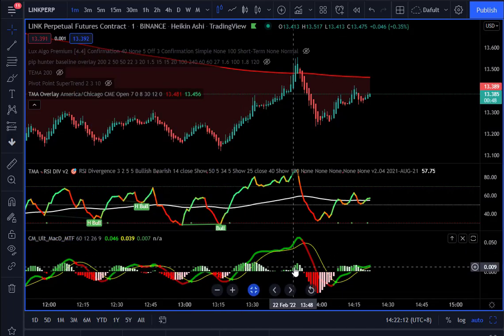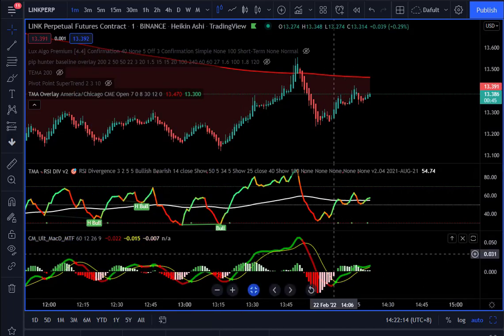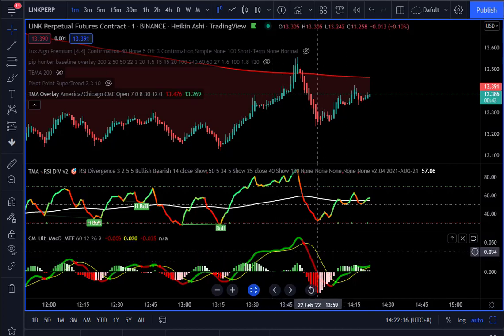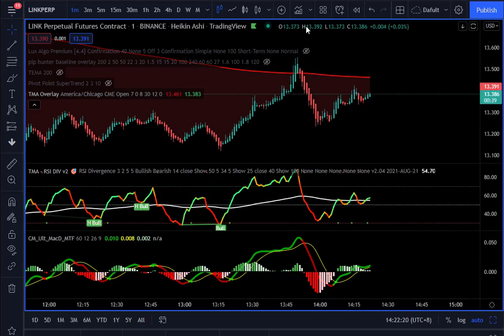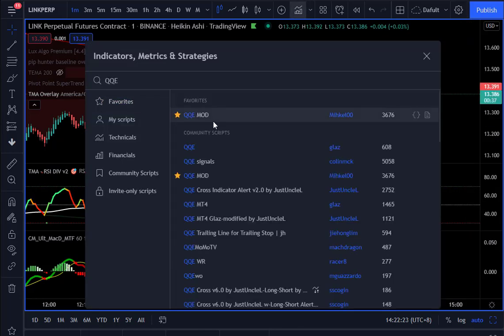Okay. So it looks something like this is what we want. It should look like this. Later I'll explain how to read this. The last one is the QQE. So QQE, which is this one.